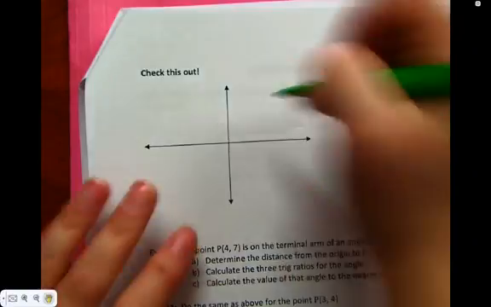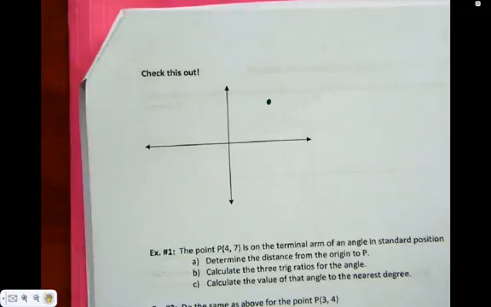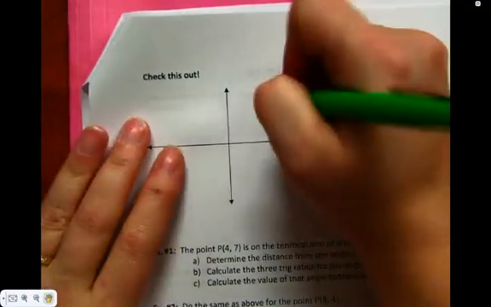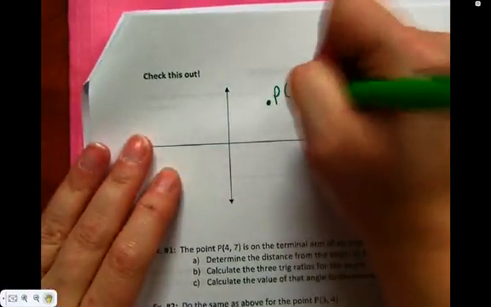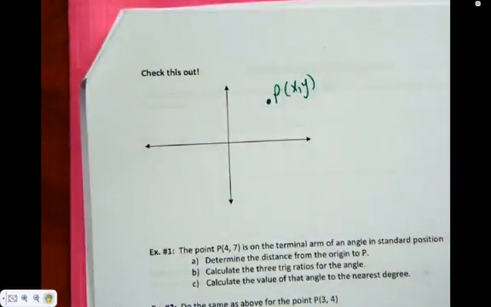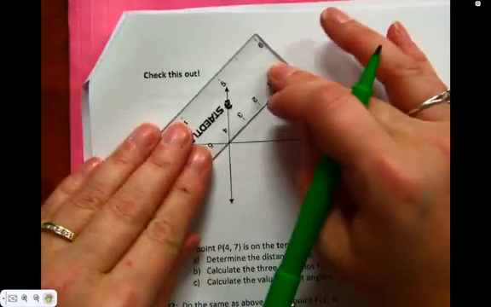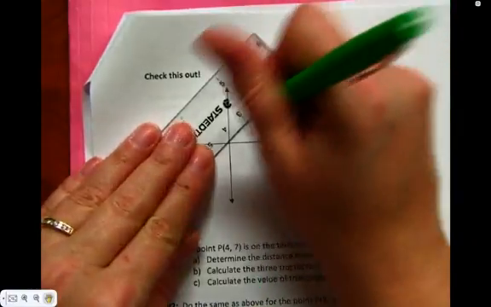Check this out. I'm going to go back to that kind of idea we did with the boat and the port, except I'm not going to put values this time. I'm going to call this P for point, and I'm just going to call the coordinates x and y, because I don't know specifically where they are. I don't care. It's just a general point anywhere on the coordinate plane. And I'm going to join it back to the origin so that I have a terminal side and an initial side.